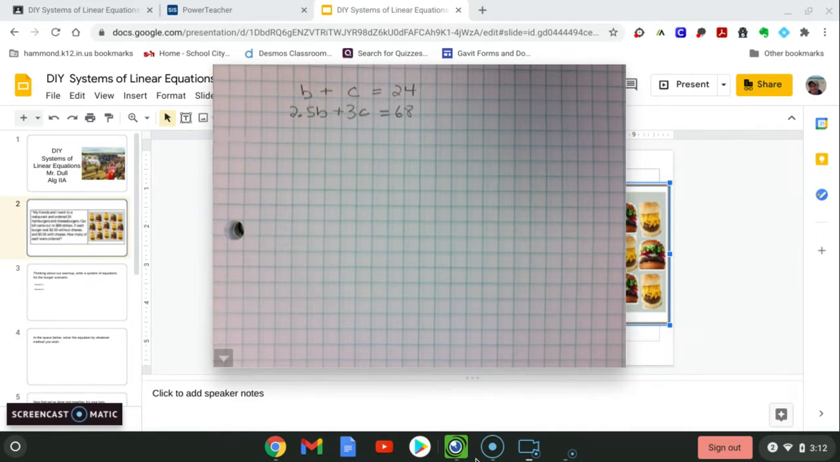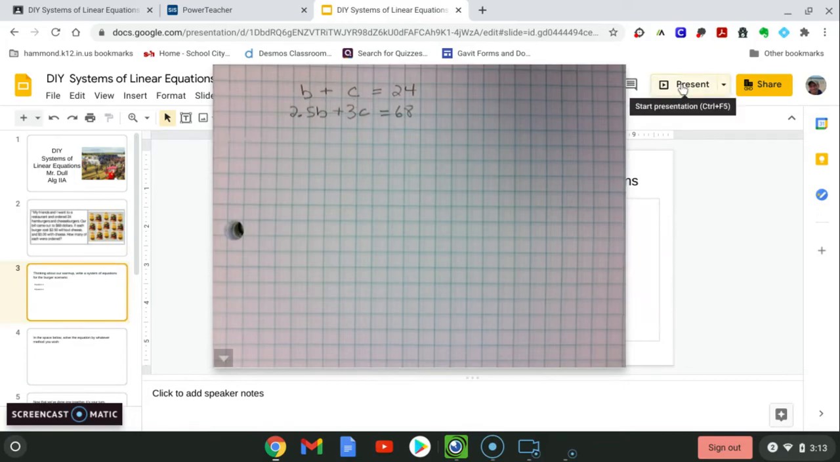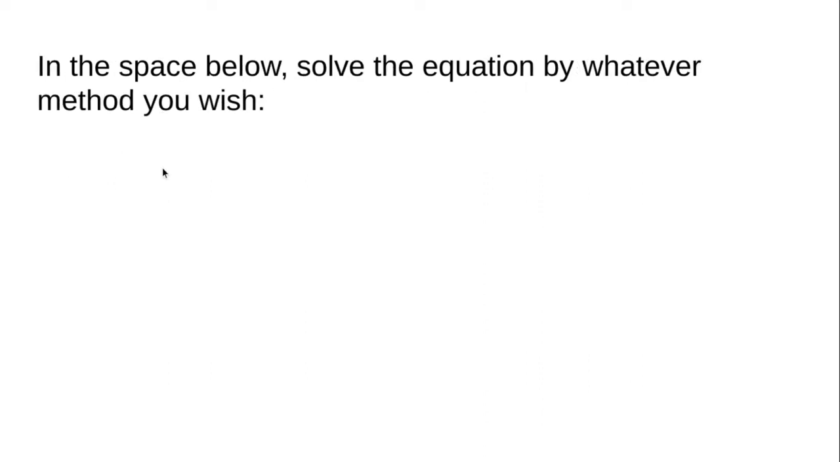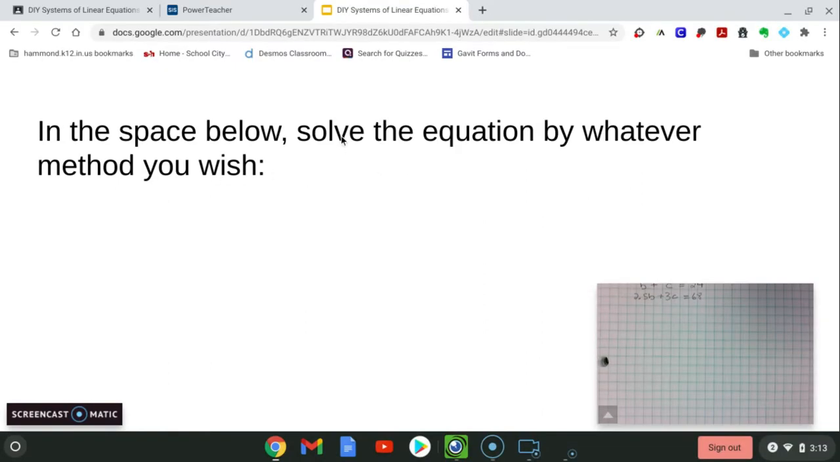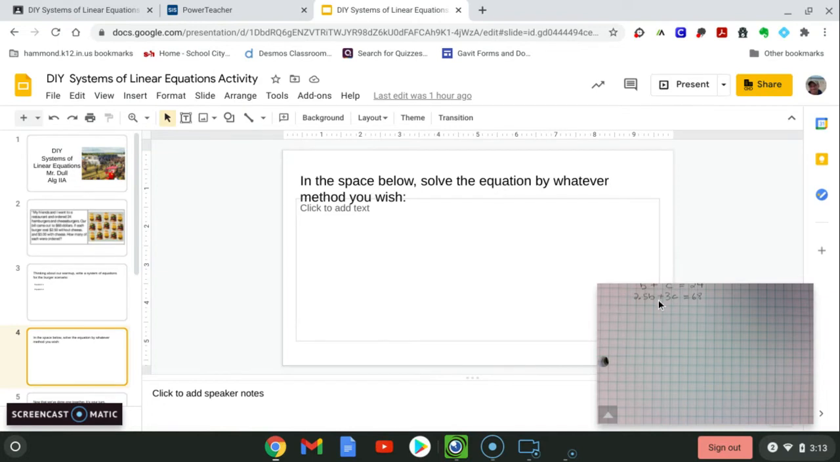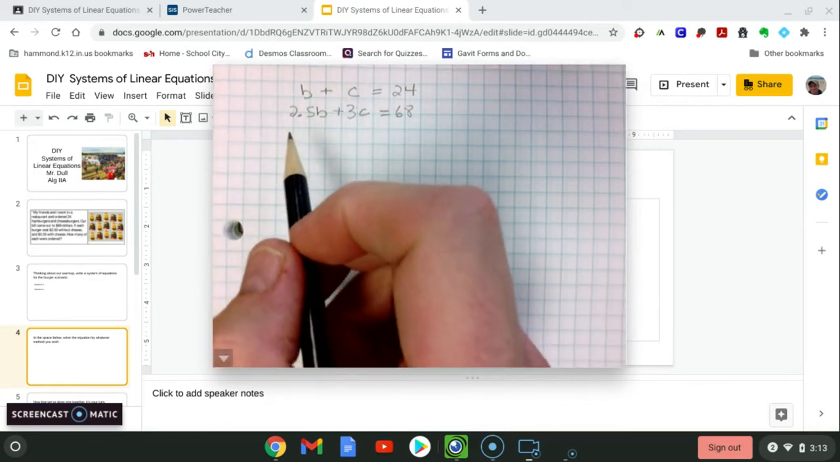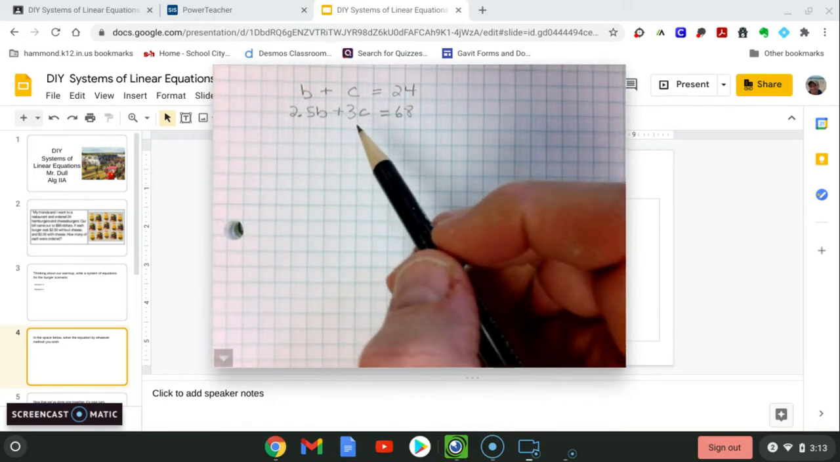So on your third screen there, one of the things it asks you to do is to write the system of equations for the burger scenario. We worked this out together in class and had the students type this in here. So you would type in here under equation 1, and then equation 2. The next screen asks you to solve this, by whatever method you want.